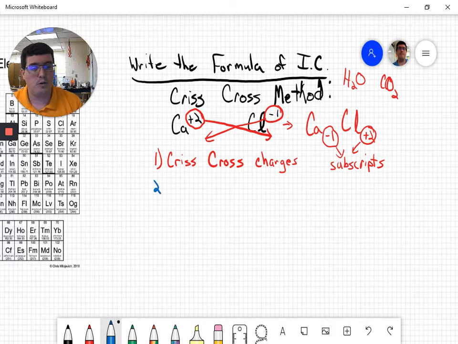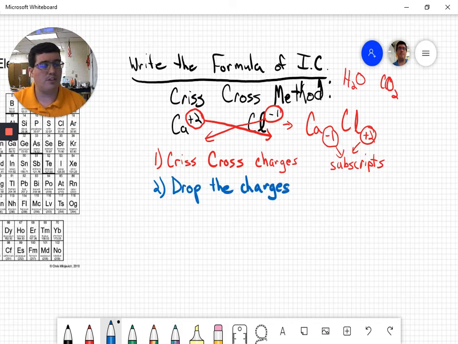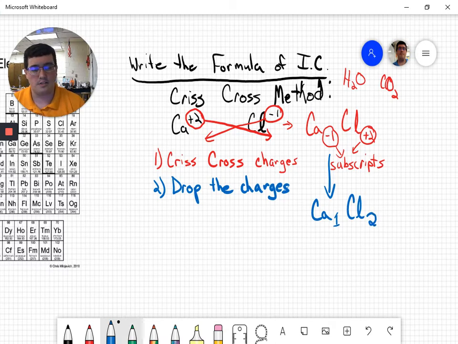Step 2 is to drop the charges. And what do I mean by dropping the charges? Well, instead of having charges, I want to change that -1 into a regular 1. It's just a regular old 1. The Cl has a +2 on it. We want to make that into a 2. So step 2 is we drop the charges.